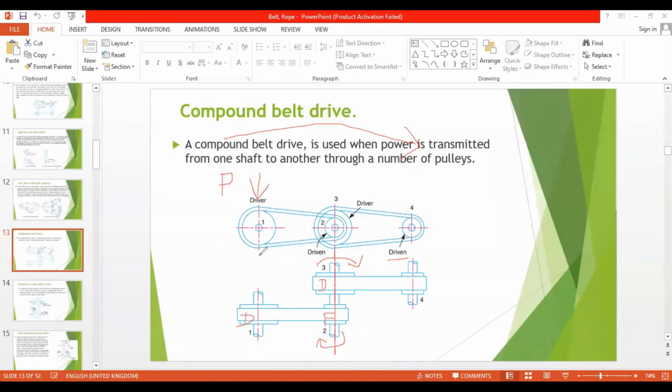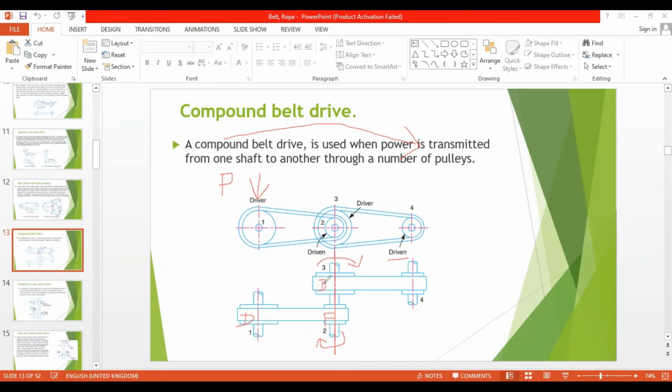Now the power is here. After the transmission, it has been transmitted to the follower. From the follower, it has been transmitted to the shaft. From the shaft, it has been transmitted to the third pulley, which is the driver, again for this follower, right? So here, now the power is in.